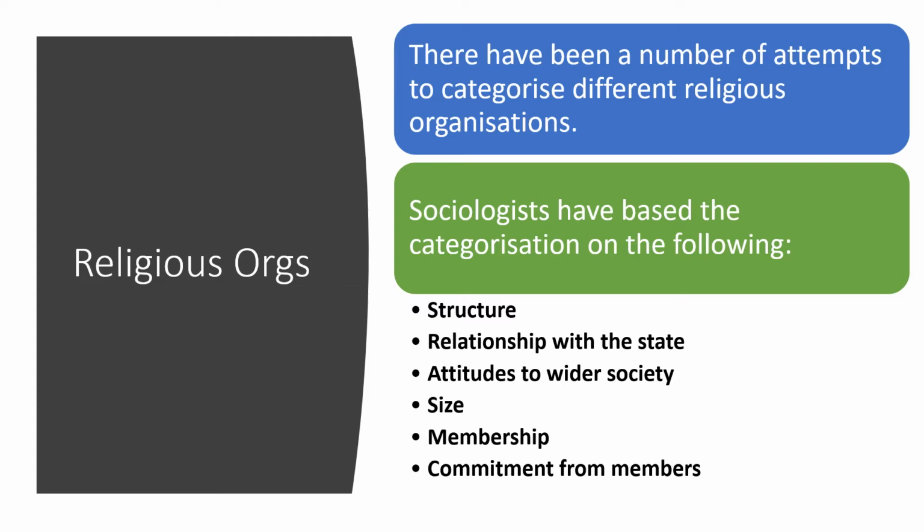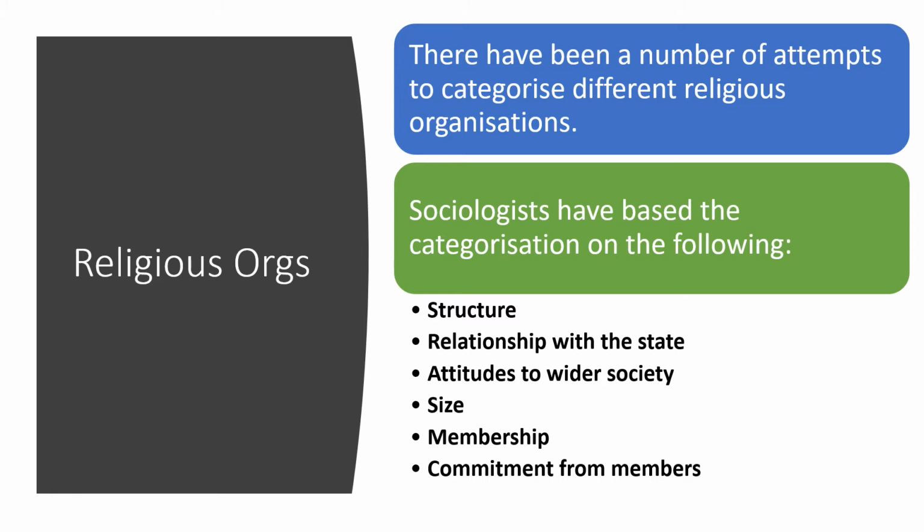Some have looked at the relationship that the organization has with the state, with the country, with the government that it's within, and different views have come out of that. How they relate to wider society. Are they inclusive? Are they exclusive? Do they reject wider society? Do they want to all go and live on a desert island on their own together? The size. Are they small? Are they a tiny group of people living in one place like the Westboro Baptist Church, or are they huge with over 1 billion people like the Catholic Church?